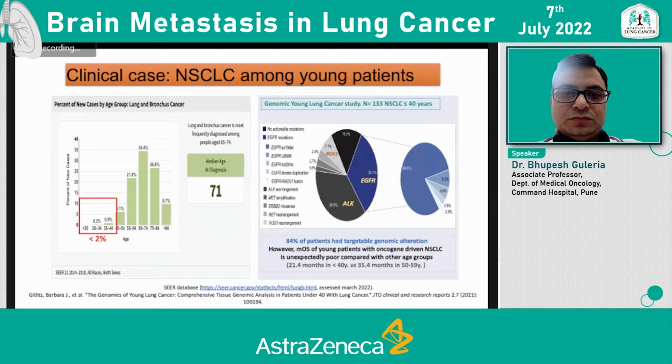Why are these mutations important? Because we have seen that lung cancer is more of a disease of the elderly population. However, there are significant differences as far as the epidemiology in the Indian setup is concerned. In the Western population, we have less than 2% of patients in the under-40 age group. But one important factor seen in this study is that in the younger age group, we find more of EGFR, ALK, and even non-actionable mutations besides the ROS mutation.